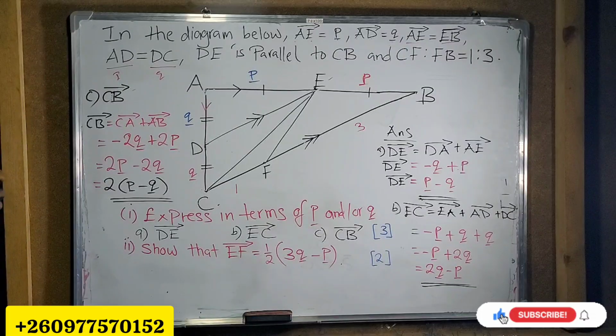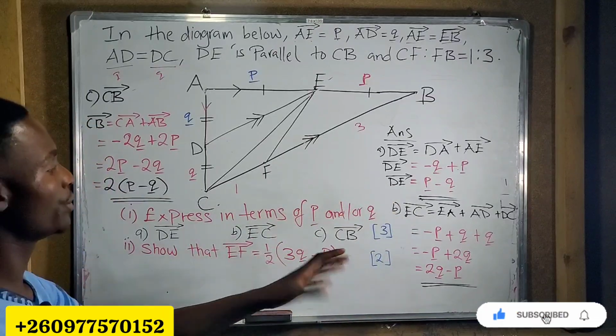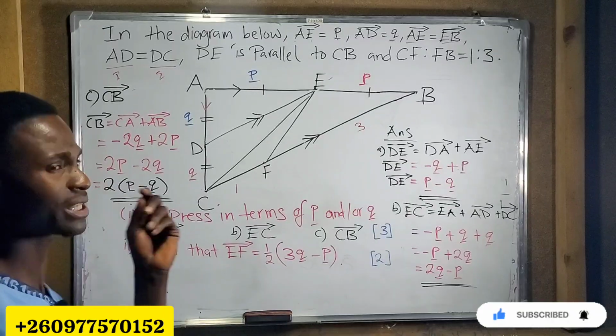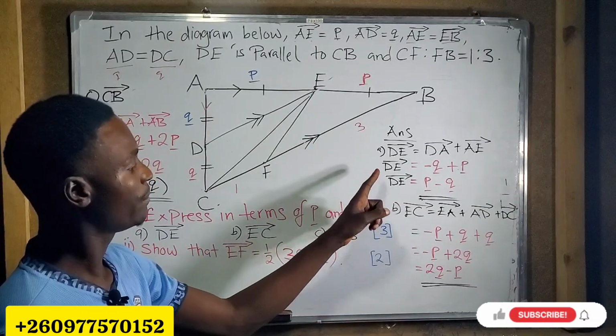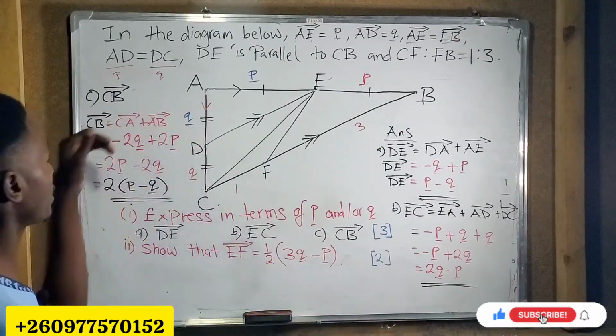Now, my good friends, I want you to understand one thing when it comes to vectors. If you've noticed, if the first answer is wrong, usually the second will also be wrong, and the third will also be wrong, because they are interdependent. The answer for the first question may be used in the second question, and the answer for the second question may be used in the third question.